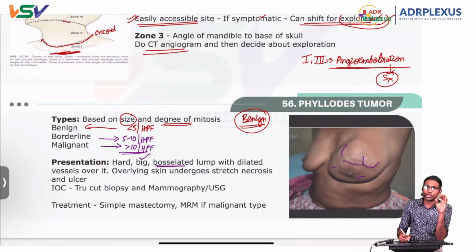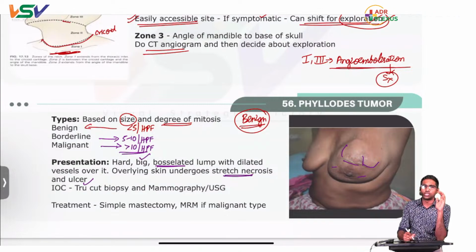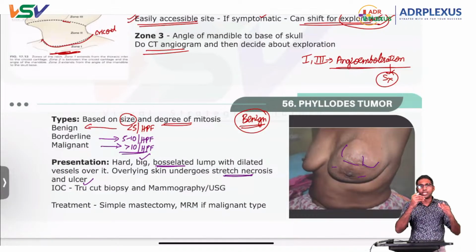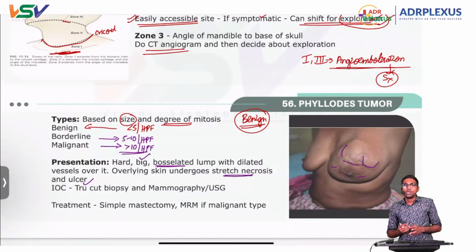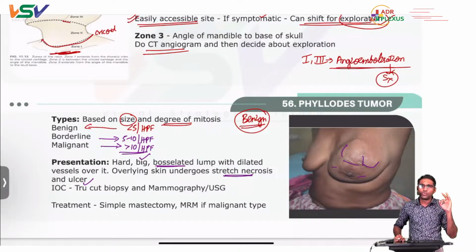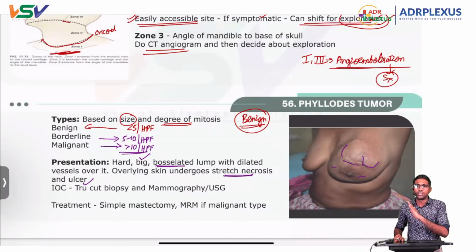Okay, and the overlying skin will undergo stretch necrosis and can even cause ulcerations, because the mass is enlarging, the skin will start to stretch and there can be ulcer formation. So always in breast, please remember, it is always the triple assessment only: clinical examination followed by radiology followed by histopathology. This is the order that has to be followed. So true cut biopsy and a mammogram will be done.